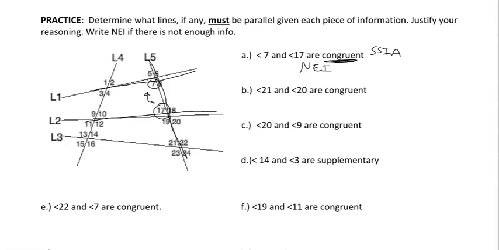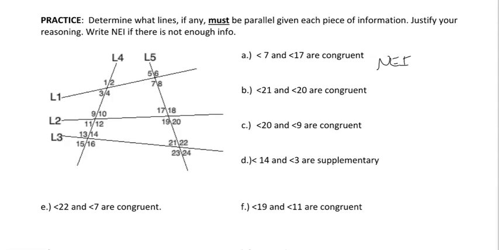If they said that 7 and 17 were supplementary, then I would have known that line 1 and line 2 are going to be parallel. But I don't know that. You have to ignore everything else when you're doing these problems. So let me go ahead and erase this stuff. So this one is not enough information because the angles they gave me were same side interior angles, and those have to be supplementary, not congruent.